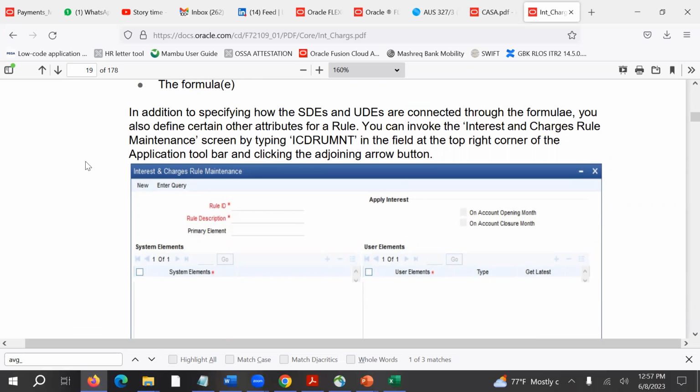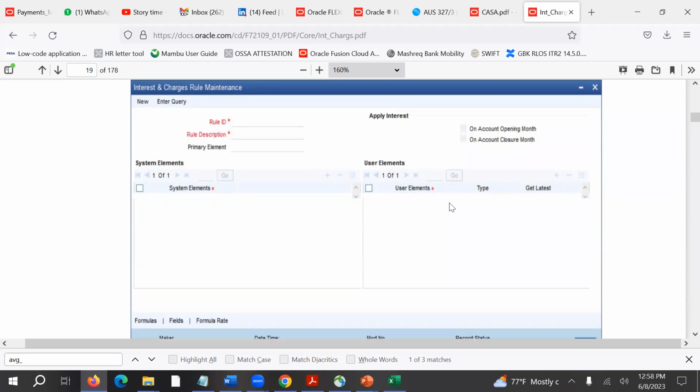So basically that's factory data. You are not allowed to do any change over there. But user defined elements, here it's free text.